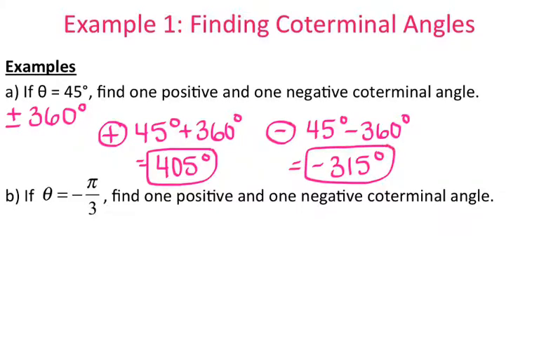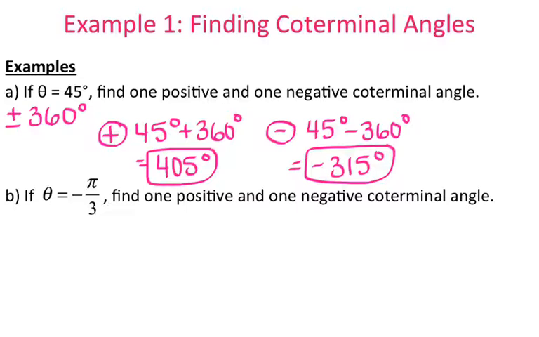Now there's actually an infinite amount of answers that you can have for coterminal angles. So for example, if I wanted to add another 360 to 405, that gives me 765 degrees. 765 degrees is another coterminal angle for 45 degrees. And same thing for the negative coterminal angles. You can keep adding, you can keep subtracting 360 and you'll get other coterminal negative angles.